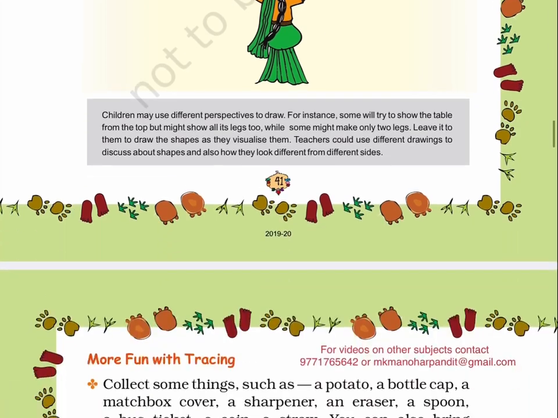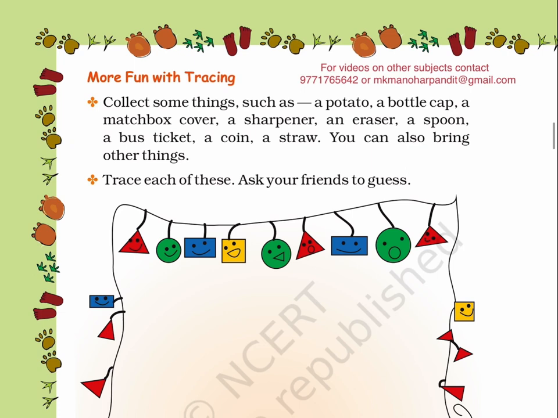Page 42. More fun with tracing. Collect some things such as a potato, a bottle cap, a matchbox cover, a sharpener, an eraser, a spoon, a bus ticket, a coin, a straw. You can also bring other things. Trace each of these. Ask your friends to guess. This page has a lot of empty space for tracing.